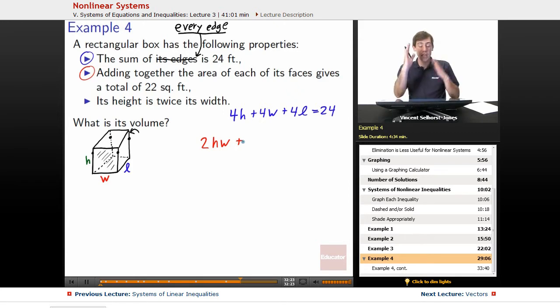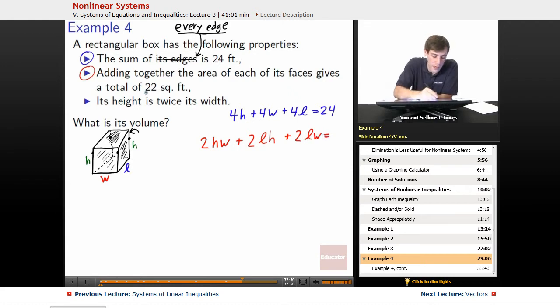By that same logic, each of the side faces, we're going to have l times h, because it's h over here, so the side faces will show up twice as well. So we've got 2lh. And then finally, the top face is going to be the length times the width. So 2 length times width. And we were told that came out to be 22 square feet total. So we can find the area of each one of the faces.